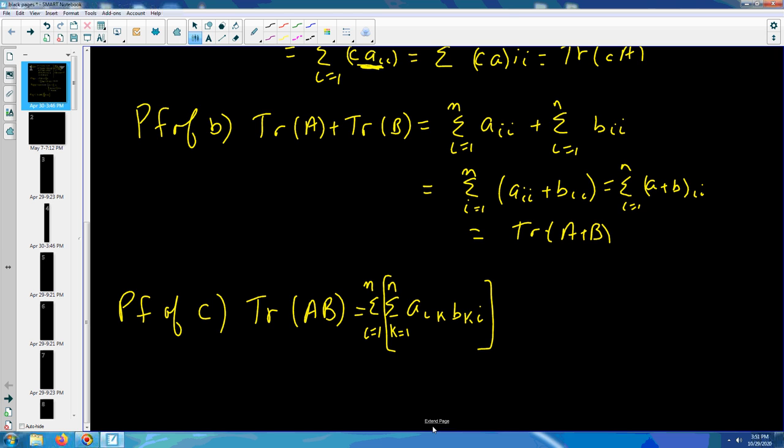Okay. Now we have the summation as i goes from 1 to n of the summation as k goes from 1 to n of this. But those are real numbers, so the real numbers commute. I can switch A and B. This is the same as B_ki times A_ik.